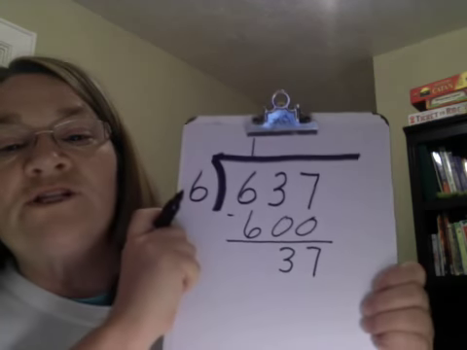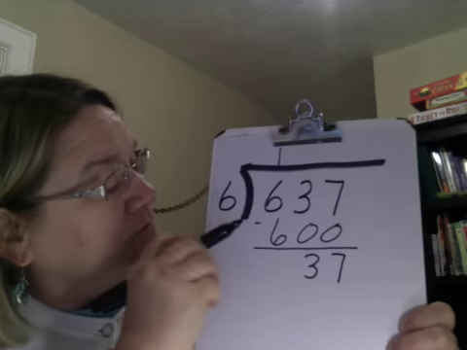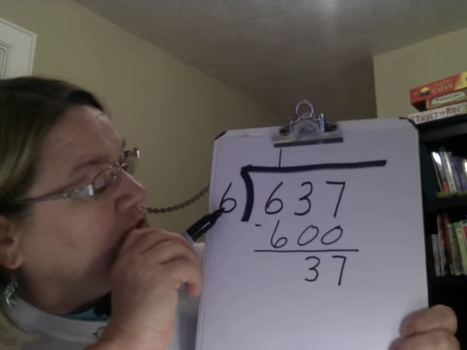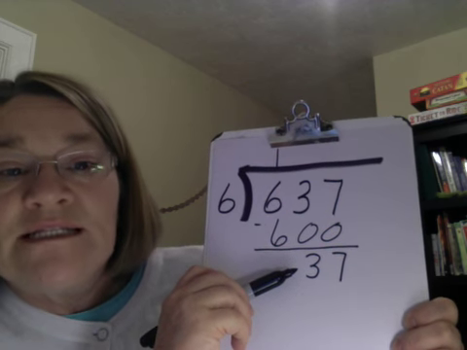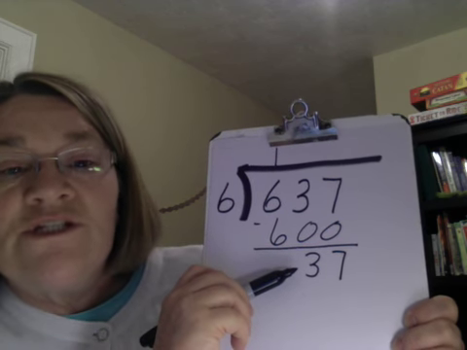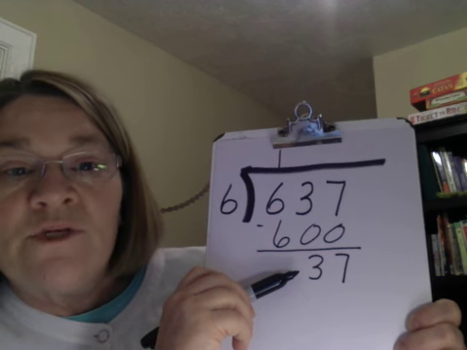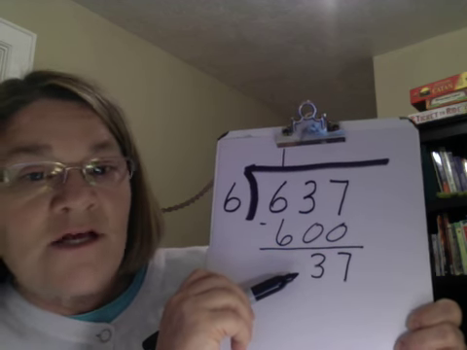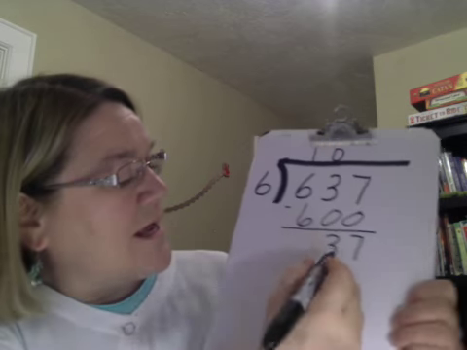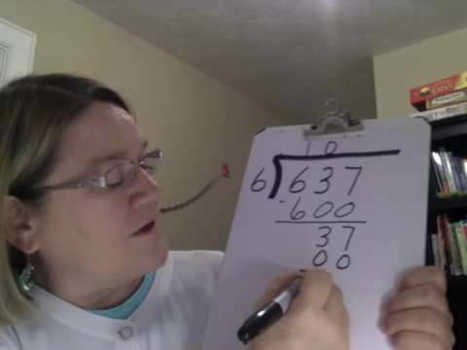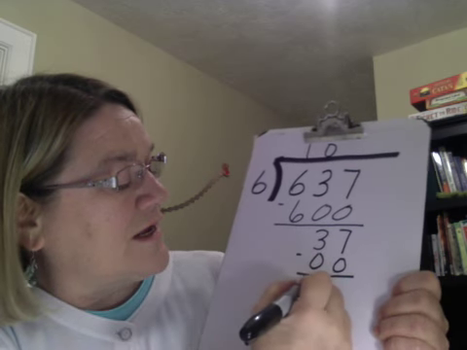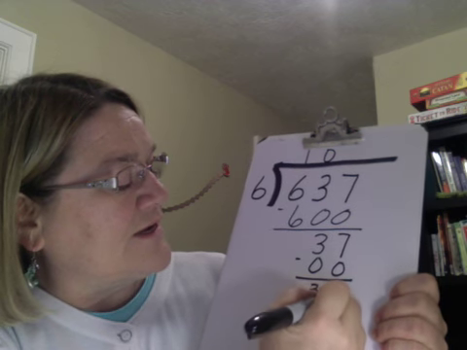Now the next question we have is, how many groups of 6 are there in 3? Because we're still in the tens place. We're just dividing the tens, which there are 3 tens. So there aren't any groups, so that would be a 0. Which gives us 6 times 0 is 0 for an answer of 37.